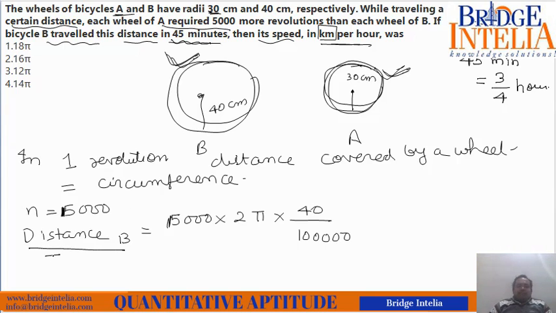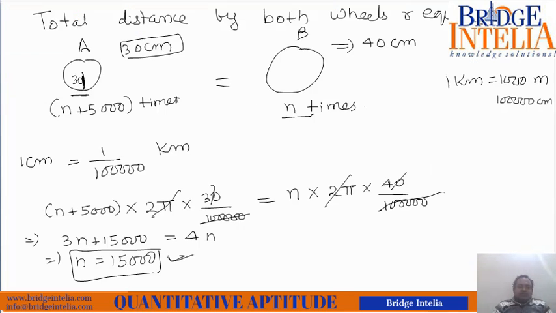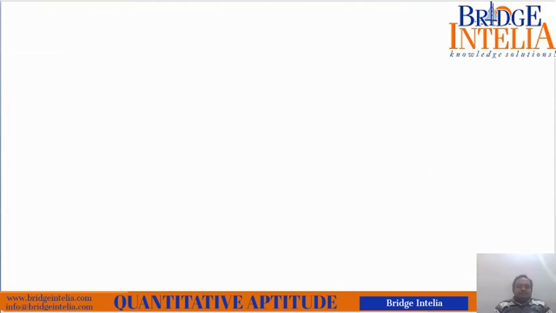So distance by time will give you the speed of B. So divide this by time. Time is 3/4. So this 4 will go and get multiplied here. So let's solve this. You will get the value. So let us now solve. Let's find the final value.